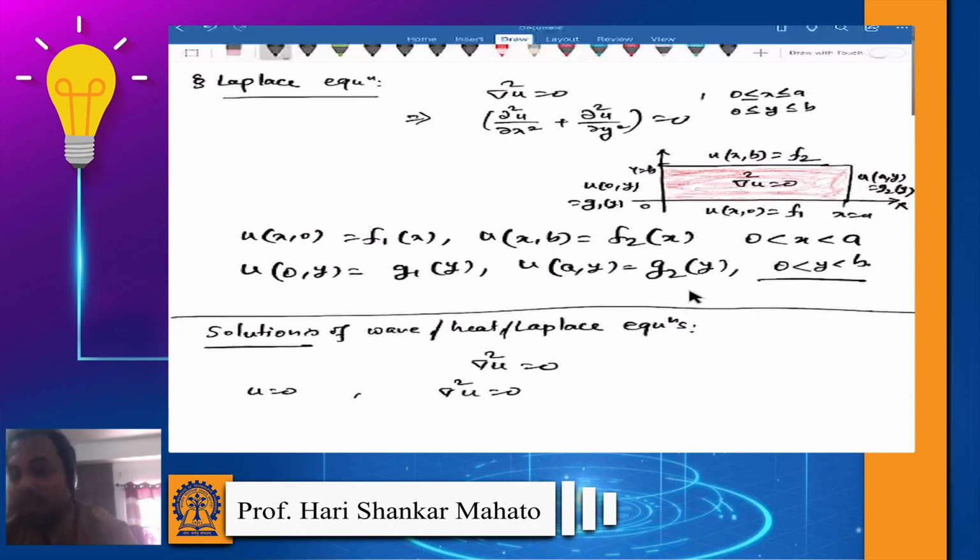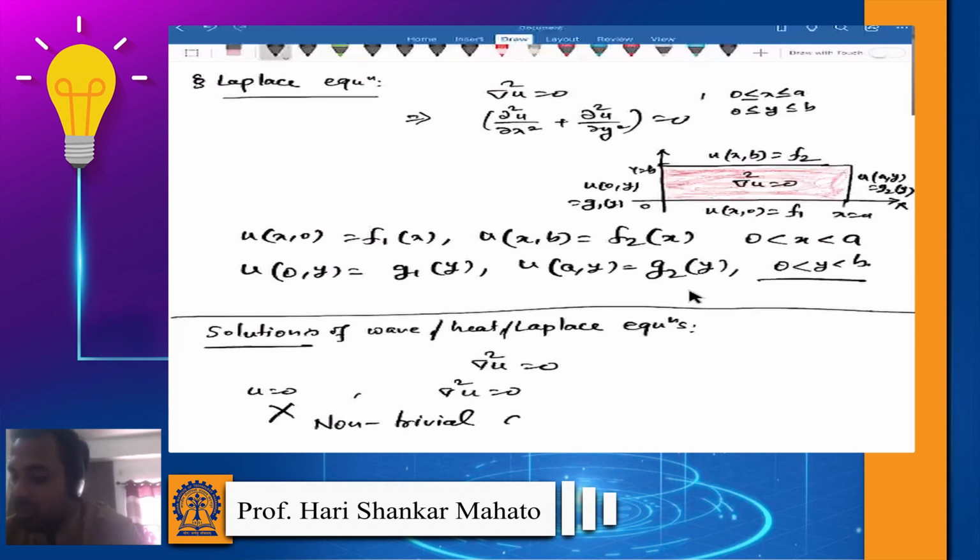I mean, it may happen that there is some kind of temperature distribution. It's just that we have considered u equals 0. So u equals 0 is not an ideal choice of the solution. Therefore, we cannot consider u equals 0. That means we should always try to find a non-trivial solution.